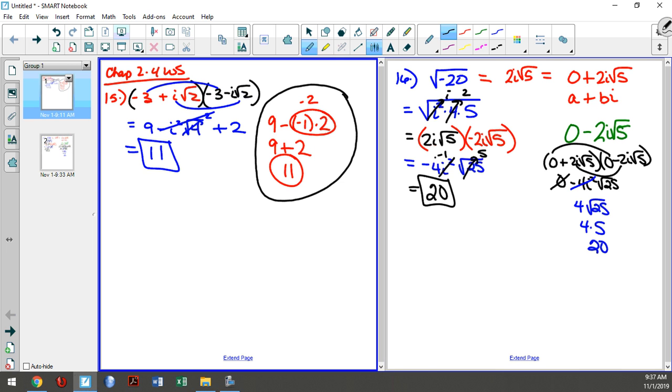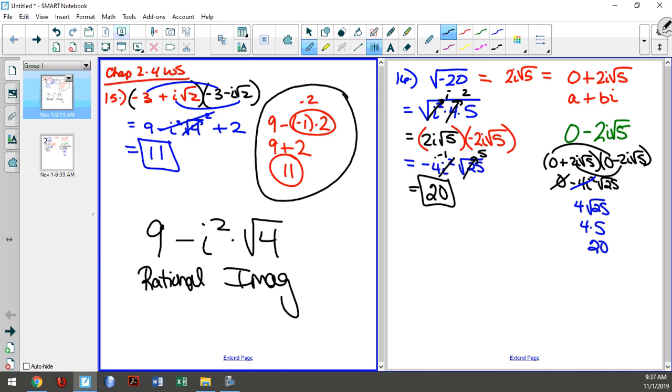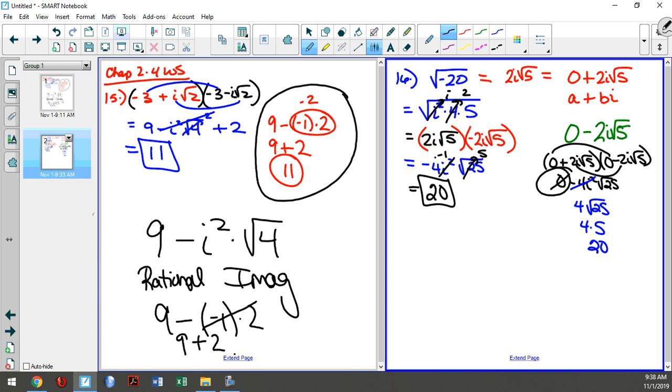Okay, because 9, this right here is the rational part. This is the imaginary part. You with me? Whenever I calculate the imaginary part over here, that imaginary part is going to be -1 times 2, which is going to give me the 9 plus the 2. My real part, which is my rational part, is the 0.